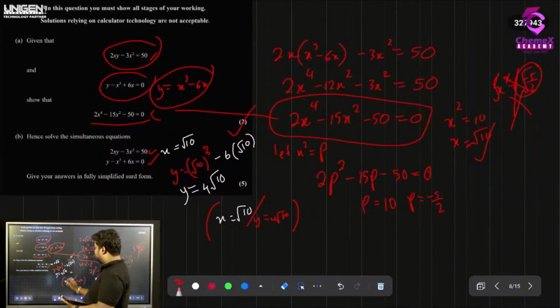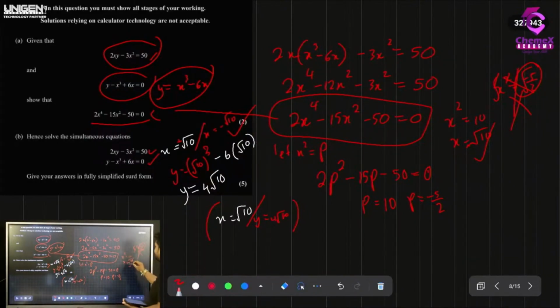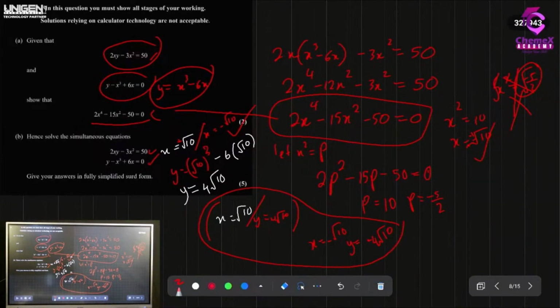Why didn't you try the other sign? This is plus. What if it is x equals minus root 10? Because you have two answers then, plus and minus. So x equals minus root 10 will give you y equals minus 4 root 10. So you have to write those four answers here. If not, you don't get full marks. Got it? Because even though you can't solve this part, here you get two answers, plus minus root 10. Root means there are two.